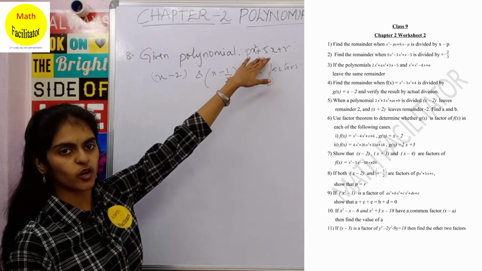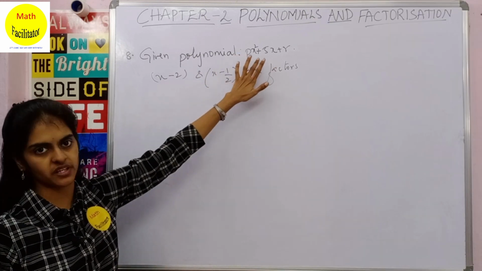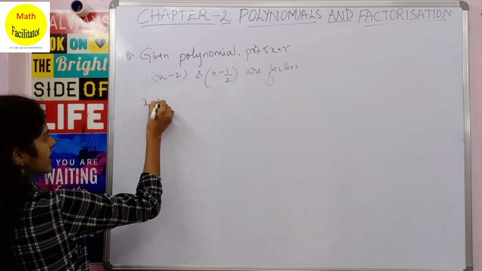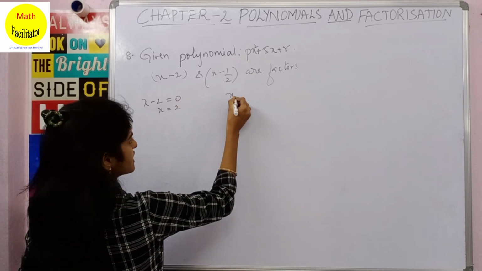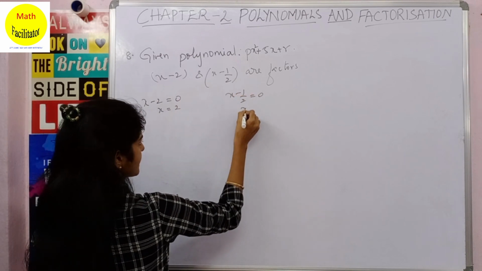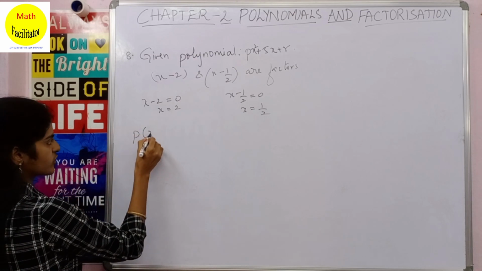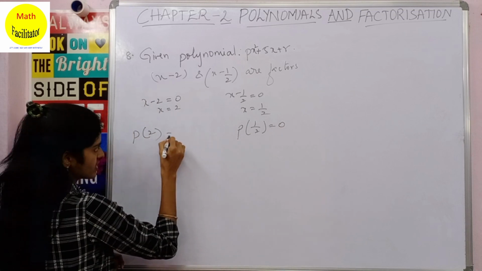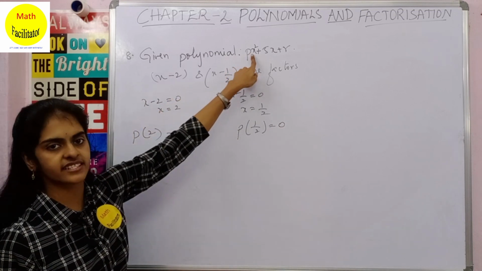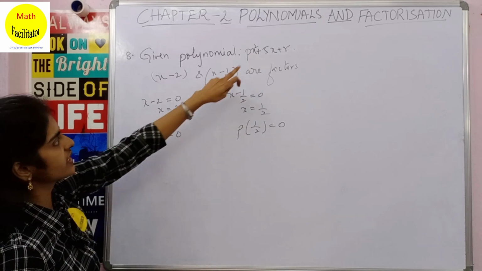So this is the given polynomial and x minus 2 and x minus 1 by 2 are factors of this polynomial, which means, so x minus 2 is 0, so x is equal to what? X is 2. And here x minus 1 by 2 is 0. So what is x? X is plus 1 by 2. Okay, that means if you substitute P of 2 and P of 1 by 2, the answer you get is what? 0, since these are factors. So the remainder will be 0. Clear?